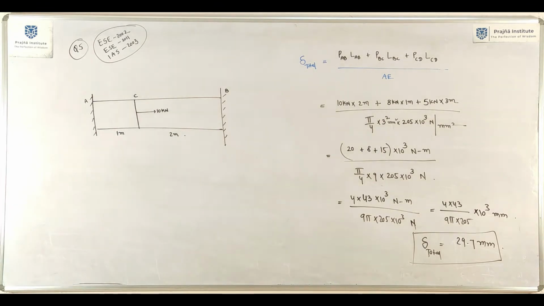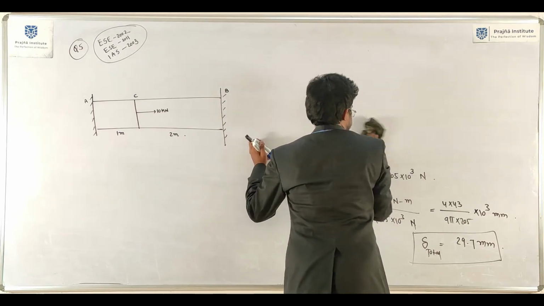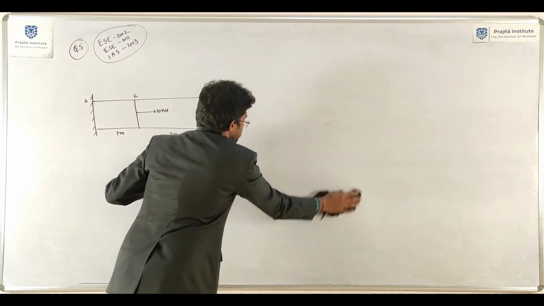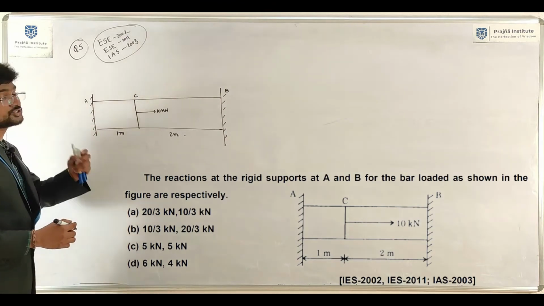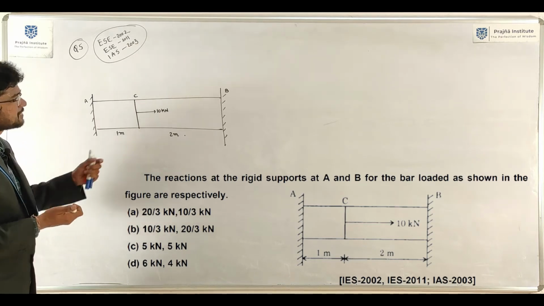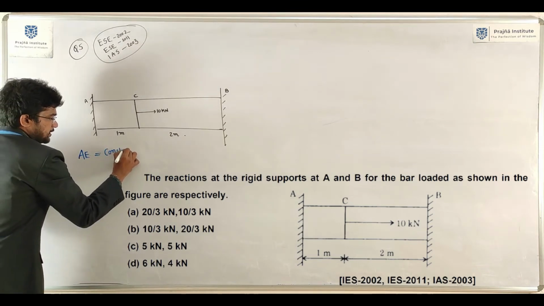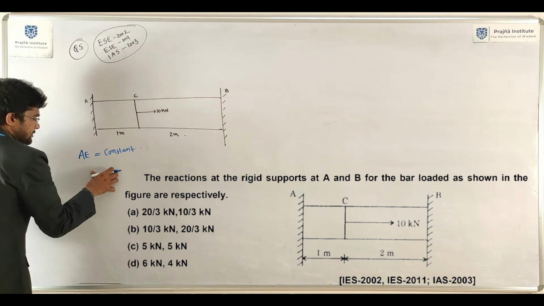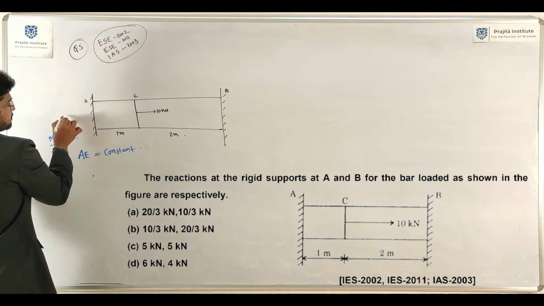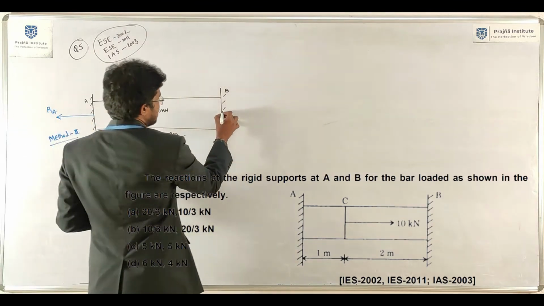It is a very simple question. This question is asked in various competitive exams, engineering services and IAS also. It is a simple problem actually. Here AE equals constant. Then we can apply method 2 to determine support reactions. Here it is RA, and here it is RB.